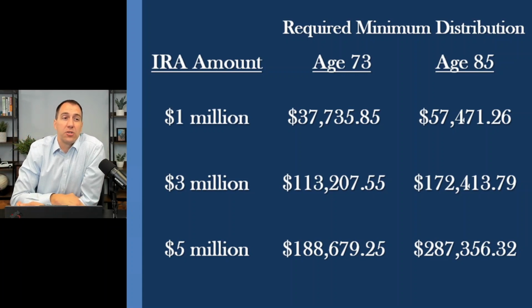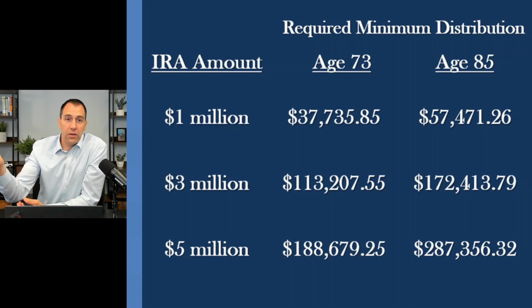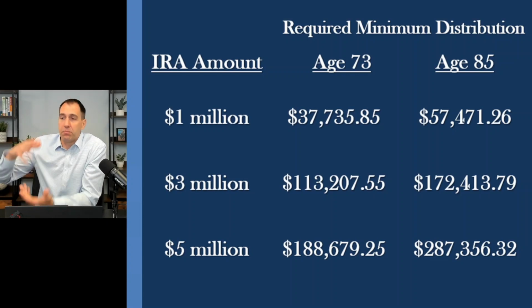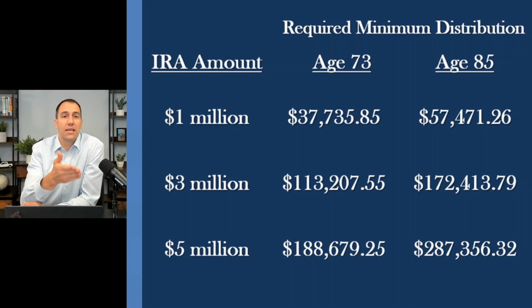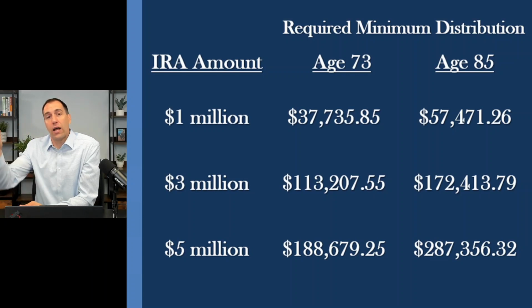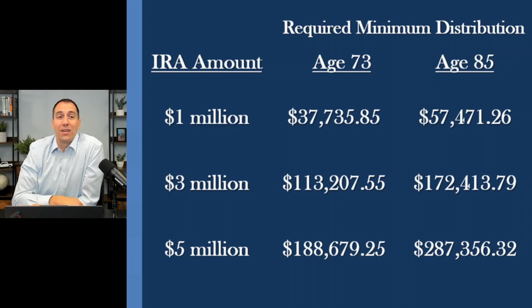Another misconception is that your required minimum distributions will stay the same throughout your retirement. And that's a misconception here. Let's just say you had $1 million in your retirement account through retirement based on growth in your account. You can see that as you get older, now age 85 with that same $1 million, well, you're going to be forced to take out over $57,000 of income. Go down to that $5 million number.